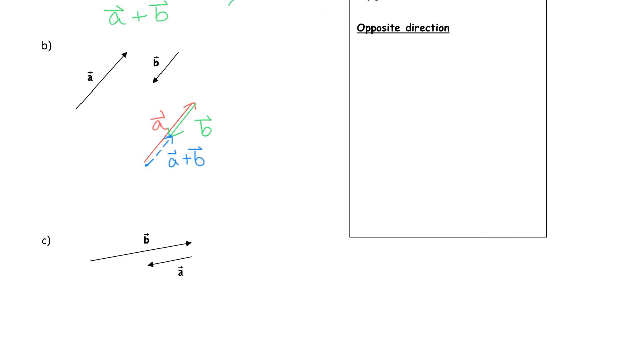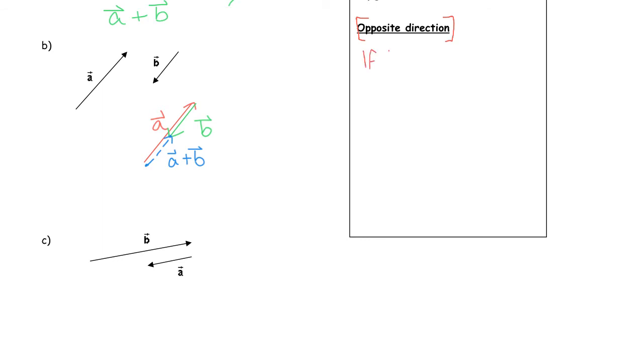I'm hoping you can see from the diagram that the direction of that resultant vector A plus B really depends on which vector, A or B, is longer. In this case, A was longer than B, so A plus B is in the direction of A. If B was actually longer than A, then it would be going in the direction of B. So we're going to write these conclusions over in our box where it says opposite direction. Again, these are parallel vectors, but with opposite direction to each other.